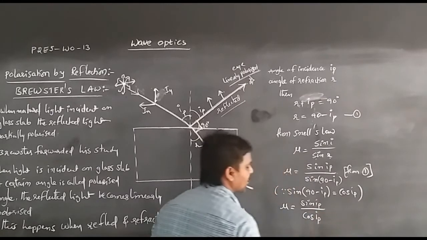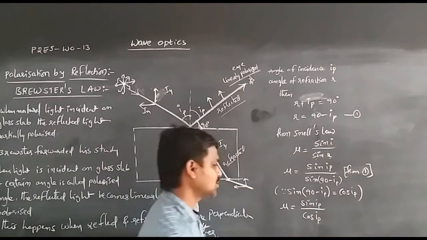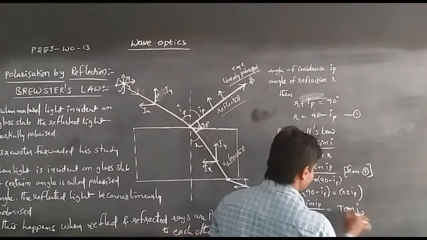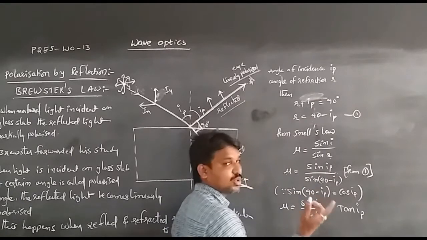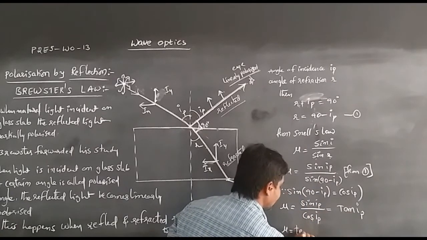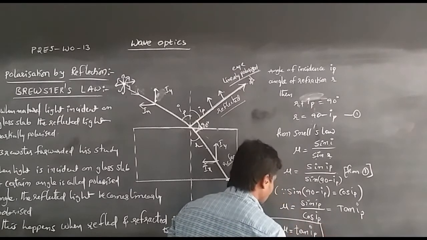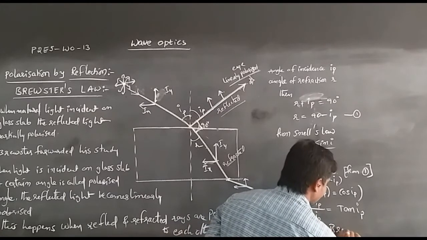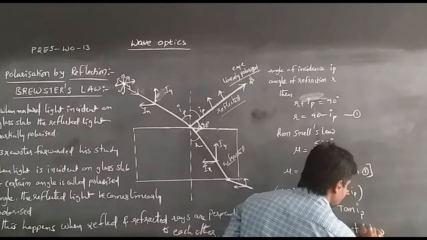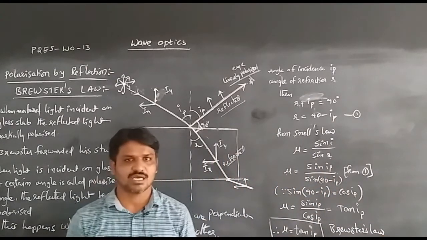Here IP is the polarized angle, the angle of incidence. Since sine theta by cos theta is equal to tan theta, we can write mu is equal to tan IP. This is called Brewster's law: mu is equal to tan IP.